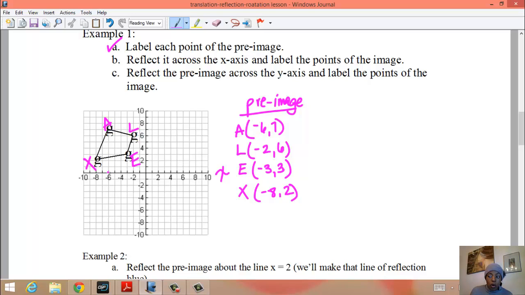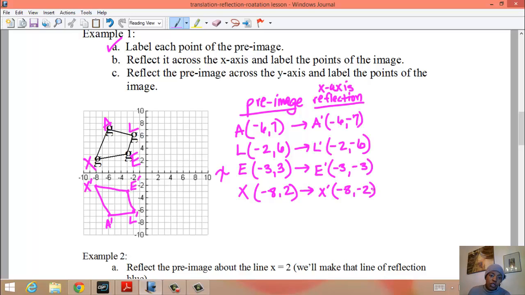Since I'm flipping it over the x-axis, the image should end up here. Now I need to count 7 units in the other direction for the location of A prime, which should be coordinate (-6, -7). Here is the location of A prime. To flip points L, E, and X, I'm going to do the exact same thing: count how many units each point is away from the x-axis and put its image that many units on the other side of the x-axis. We have reflected each individual point over the x-axis, and here we have the resulting coordinates of the image.